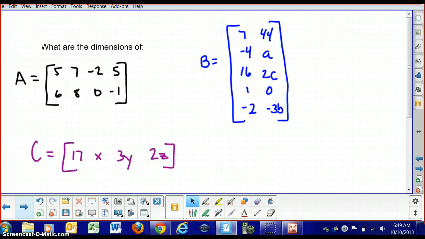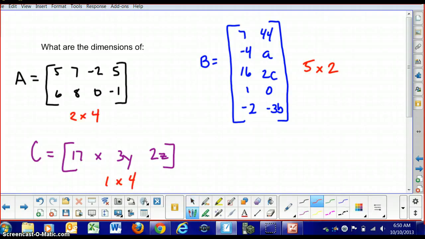Alright, what are the dimensions of these 3 matrices here? Put me on pause, take a couple minutes, and write down what you consider to be the dimensions of matrix A, matrix B, and matrix C. Okay, here you go. Matrix A, 2 by 4, B, 5 by 2, and C, 1 by 4. Number of rows by the number of columns.